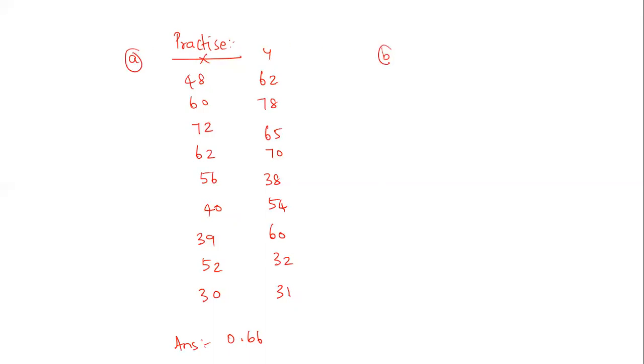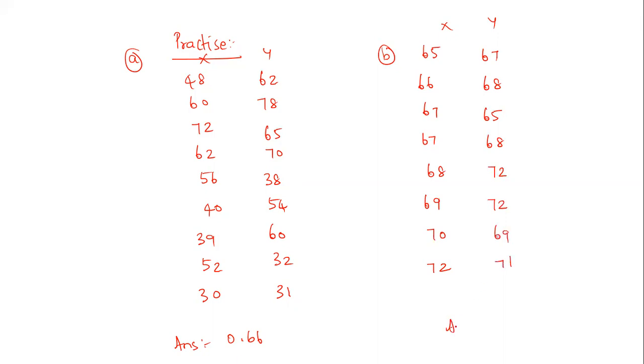Practice problem number B: X is 65, 66, 67, 67, 68, 69, 70 and 72. Similarly, Y is 67, 68, 65, 68, 72, 72, 69 and 71. So the answer is 0.679.